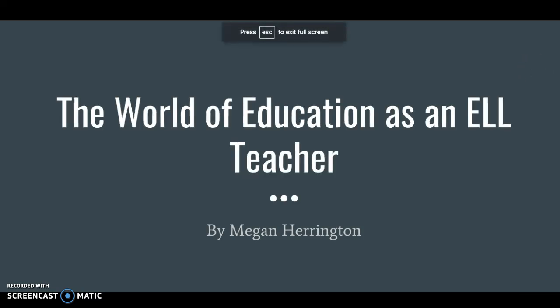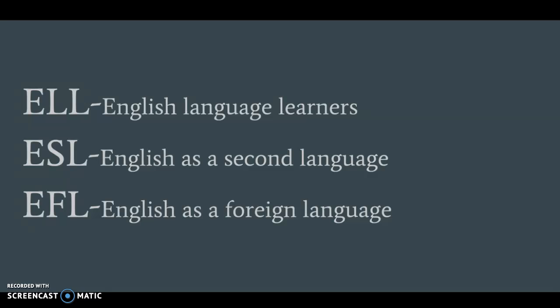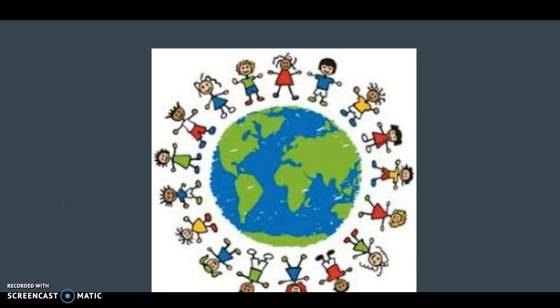The world of education as an ELL teacher. When referring to students who are acquiring English, you will hear three different terms: ELL, ESL, and EFL. ELL stands for English Language Learners. ESL stands for English as a Second Language, and EFL stands for English as a Foreign Language. The difference between ESL and EFL is that ESL is when the students are acquiring the language in a culture that is primarily English speaking, and EFL is learning English in a non-English speaking country.